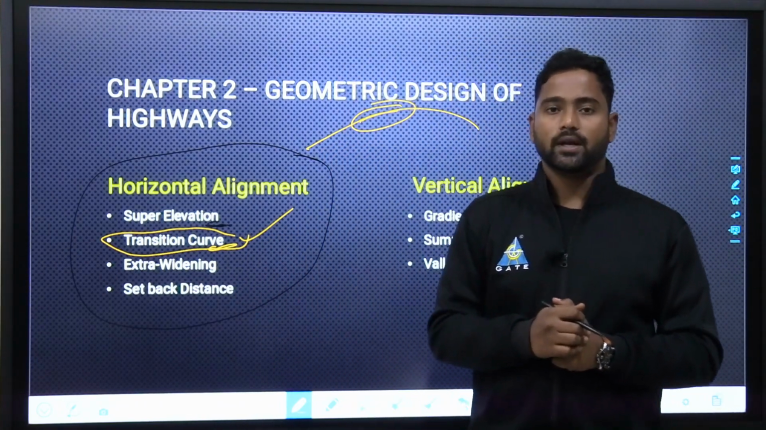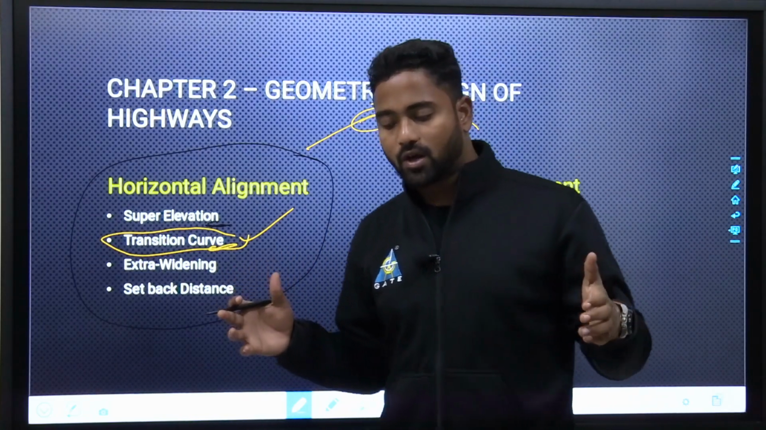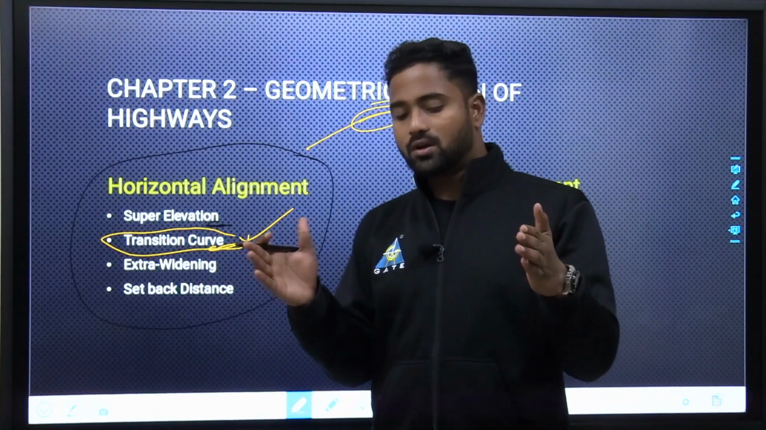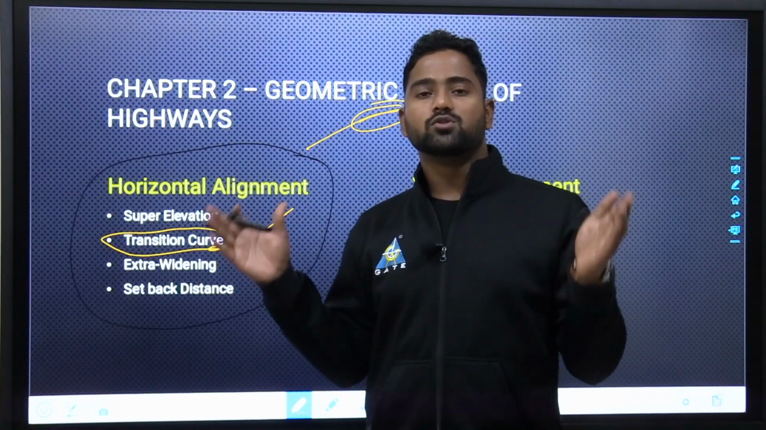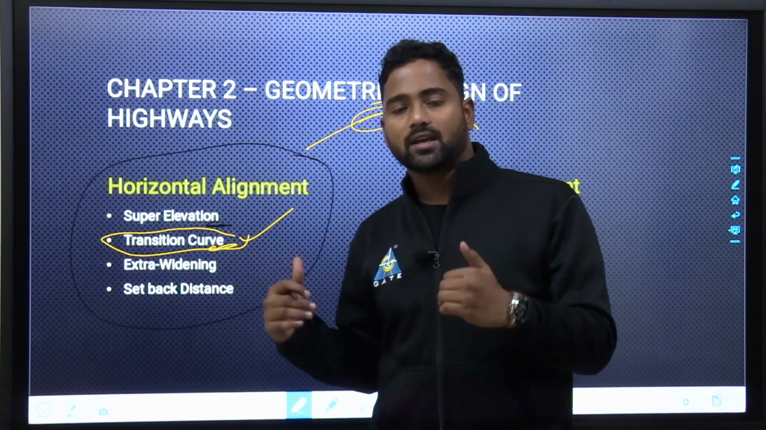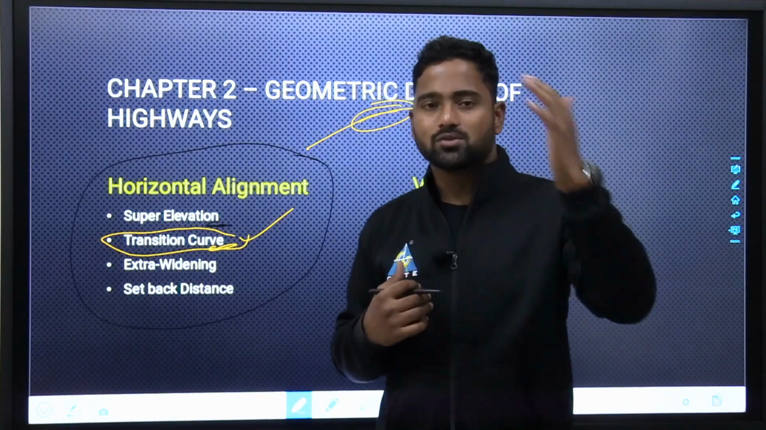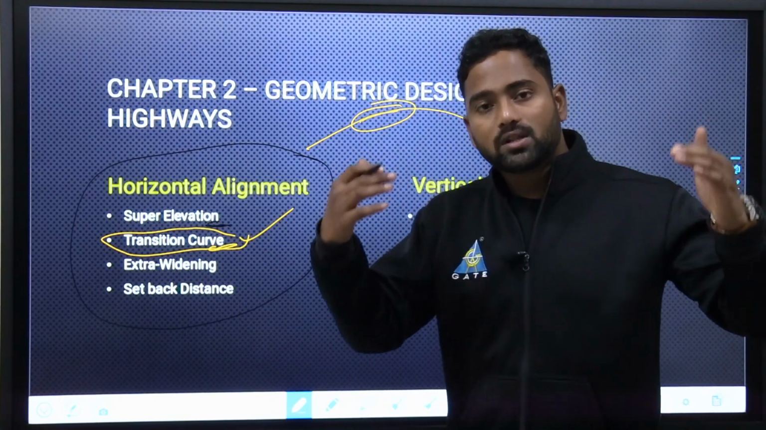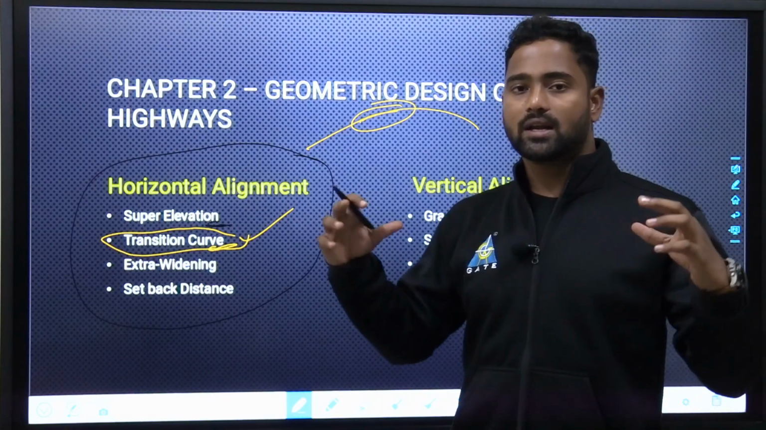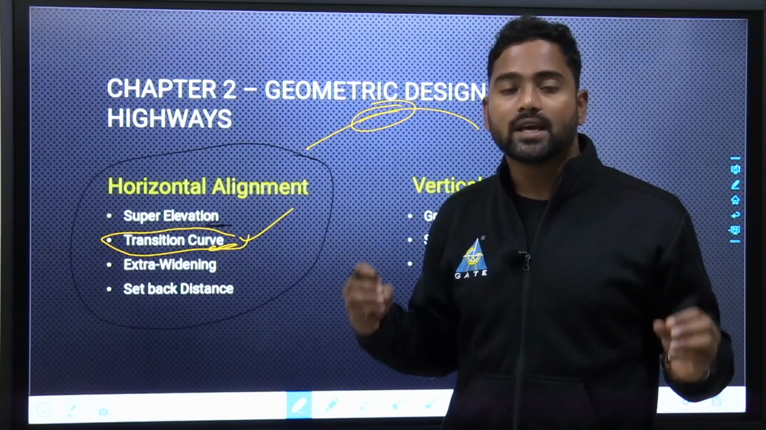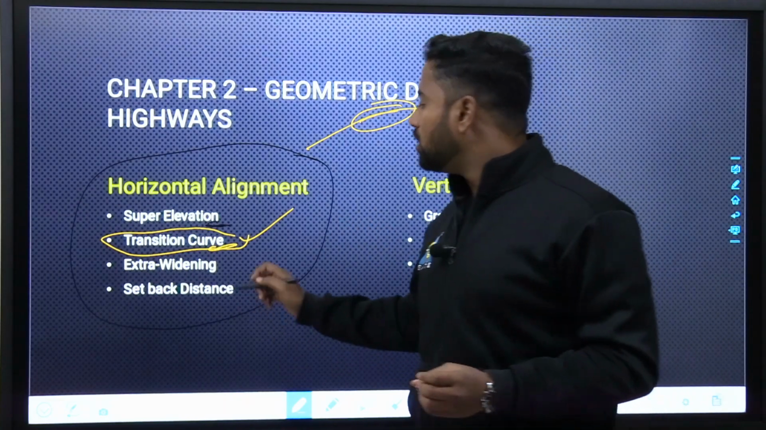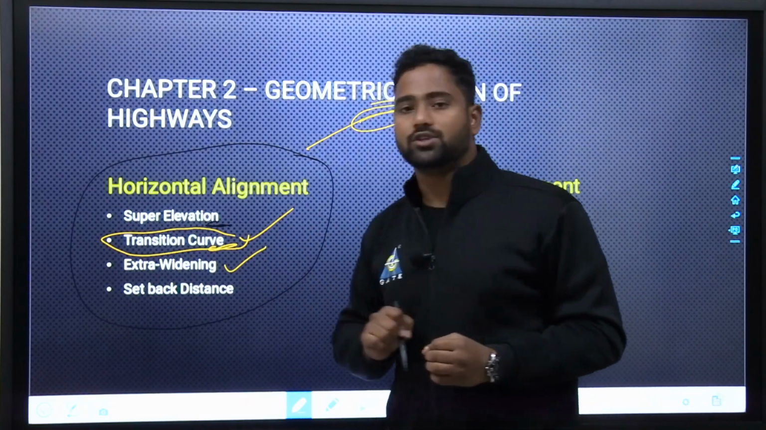And extra widening. Whenever you provide horizontal curves, the road will be widened somewhat. Why? That is because of off-tracking or mechanical widening, or because of psychological widening. What are these parameters, how exactly do you provide extra width, and what is the extra width that is provided? All those things we will be seeing in extra widening.